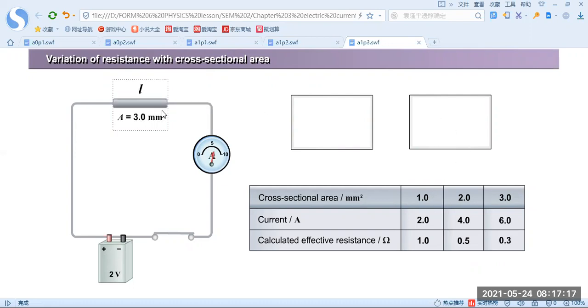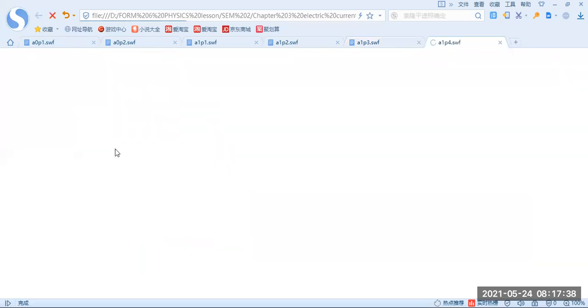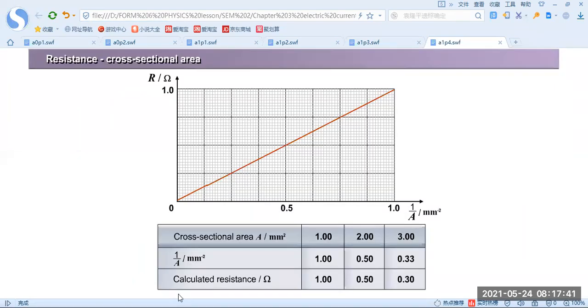What will happen if I change to a bigger cross-sectional area of the conductor? The current keeps on increasing and the effective resistance keeps on reducing. So from the graph of resistance against 1 over cross-sectional area, we notice that R is directly proportional to 1 over A. This means resistance is inversely proportional to the cross-sectional area of a conductor.